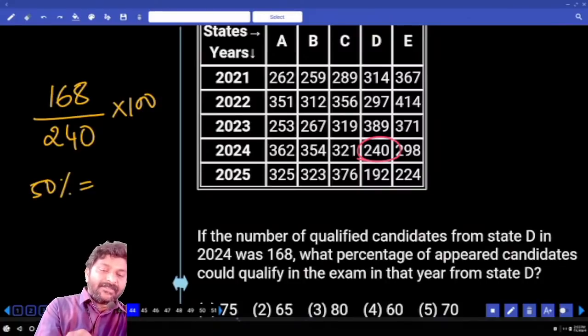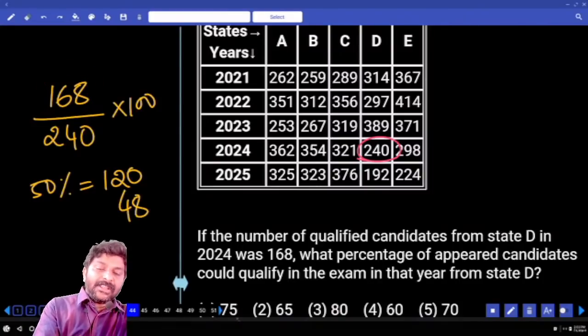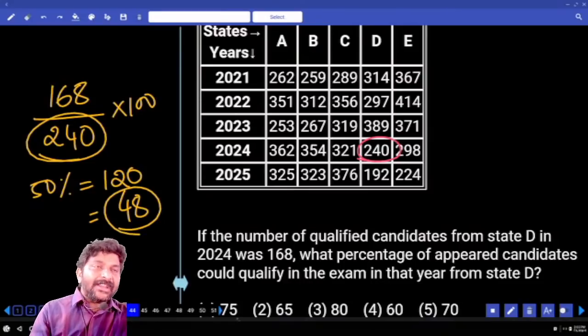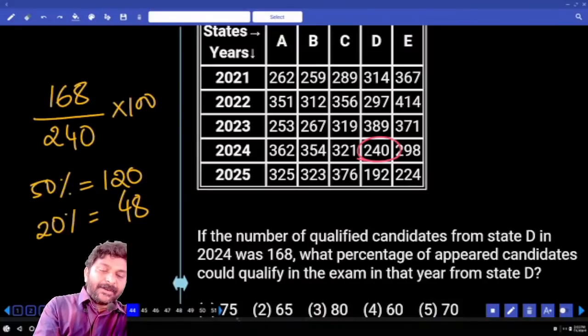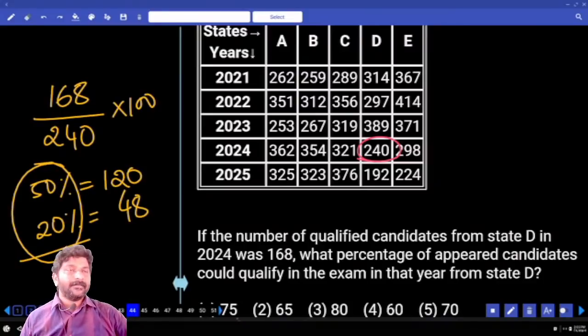What is 50% of the denominator? 120. To get 168, how much more we need to add? 48. What is 10% of the denominator? This is exactly 2 times of 24 only. Then what percent it is? 10% and double. Answer 70%, fifth option.